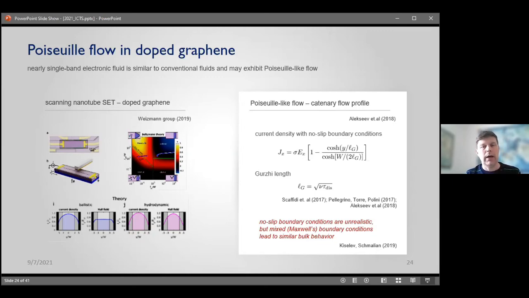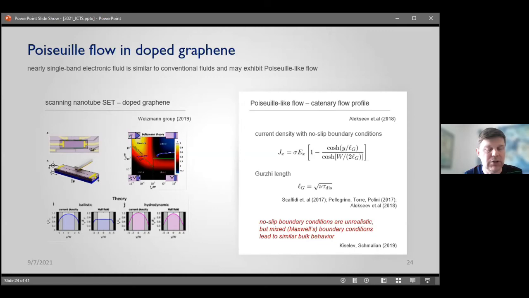Now, what's interesting about this experiment is that people compared hydrodynamic behavior with ballistic behavior, right? So what does that mean? If we look at this channel or strip of graphene and we think that it's narrow enough, then normally we have to compare the mean free path of electrons to the width of the channel in order to establish whether diffusion is established or not, right?